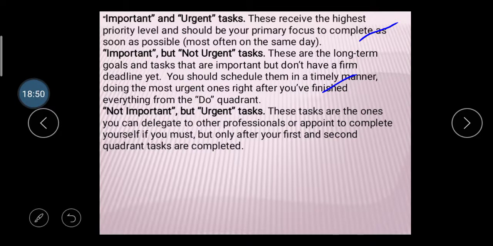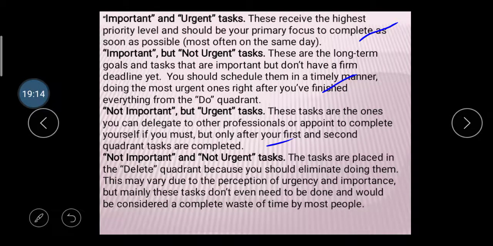Then not important but urgent tasks. These are the ones you can delegate to other professionals, or do completely yourself if you must, but only after your first and second quadrants. First you complete the important task, then the scheduled task, and then this third category task. The fourth and last category is not important and not urgent tasks. These are placed in the delayed quadrant, or delayed phase, because you should eliminate doing them as they are not important and not urgent.